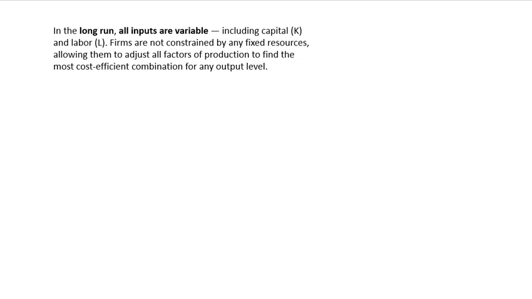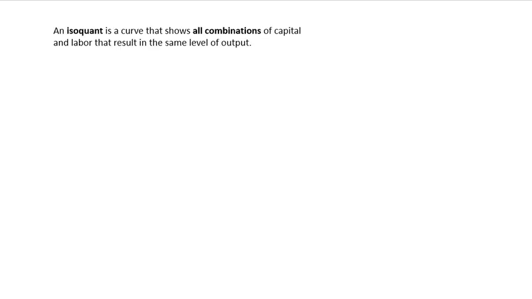So the question here is how does a firm decide on the best combination of capital and labor to produce a certain level of output within its budget? And this brings us to two fundamental concepts in long run production. First is isoquant, and the second one is isocost. So let's start with the isoquant. An isoquant is simply a curve that shows all combinations of capital and labor that result in the same level of output. Think of it like an indifference curve, but here for a producer instead of a consumer.